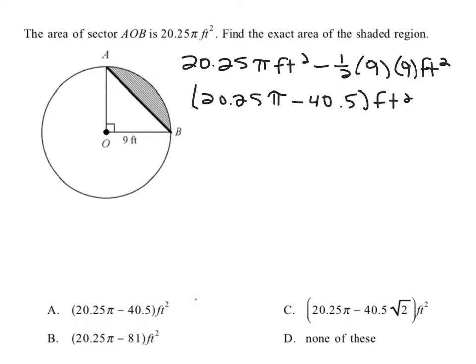Now, if you were confused and you were looking at this, you might have tried to find the altitude of the triangle and use this as a base. But you don't actually need to do that because you've got a base and a height of this triangle: a base of 9 and a height of 9. So 9 times 9 is 81, half of that is 40.5. That's what you're subtracting away from the area of the sector that they told us. That's it.